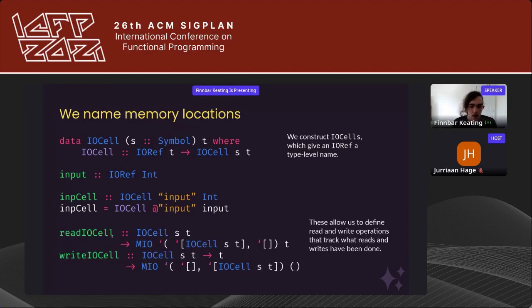So we have readIOCell here, which takes in an IOCell with the name S and the type T and gives us a computation with that as its reads, no writes, and a thing of type T. And similarly for writeIOCell, except we're storing it in the list of writes rather than the list of reads, predictably.